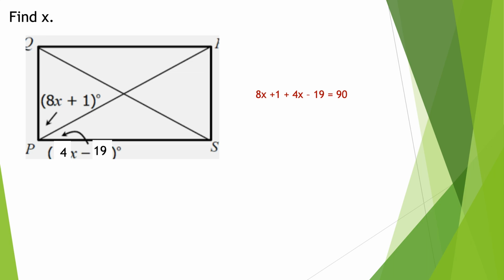8x and 4x make 12x. 1 and negative 19 make negative 18 equals 90. 12x minus 18 is 90. Adding 18 to both sides, 12x is 108. Dividing by 12, and I get x is 9. It only said to find x, so I am done.